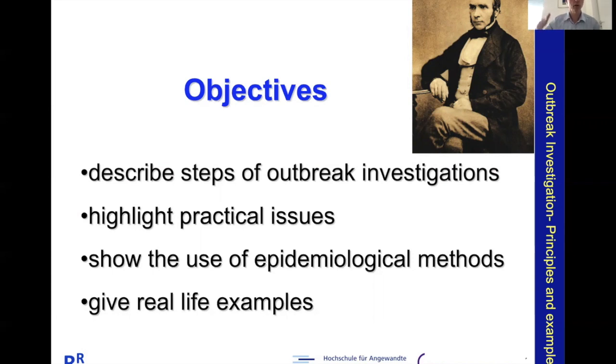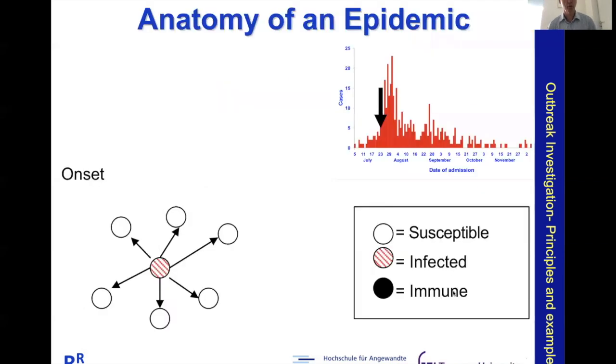So I want to describe the steps of an outbreak investigation, which will probably be very helpful to follow. I will give a checklist. I want to highlight practical issues and what to look at in an outbreak investigation, and show the use of epidemiological methods. I think they are pretty useful. It's more than just counting cases. And I want to give real life examples, of course. Based on this, it should prepare you for this afternoon's exercise case study when you will be investigating an outbreak yourself. But first of all, what happens during an outbreak?